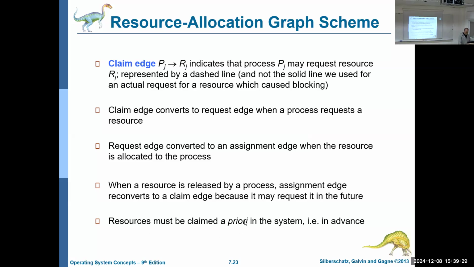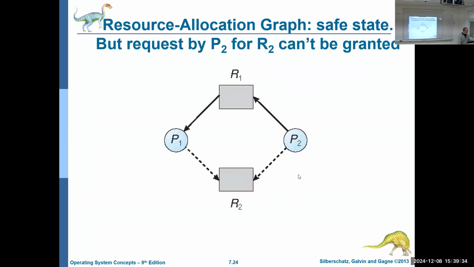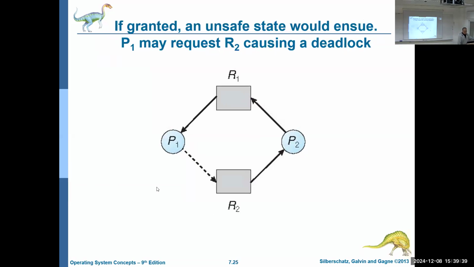Here it says resources must be claimed a priori in the system in advance. So what about this situation? Here the request is granted. And now P1 may request R2, which we call a deadlock. So we don't want to get into this situation in the first place, because we know something about P1, that he may someday request this. Here, is P2 an instance of R2 or R2? P2 is a process, R2 is a resource.